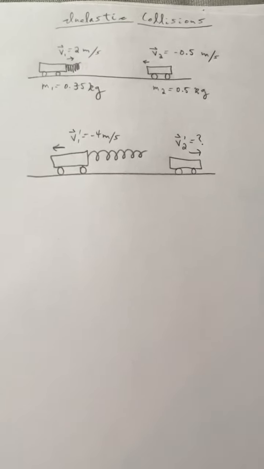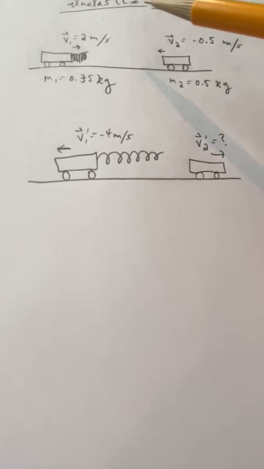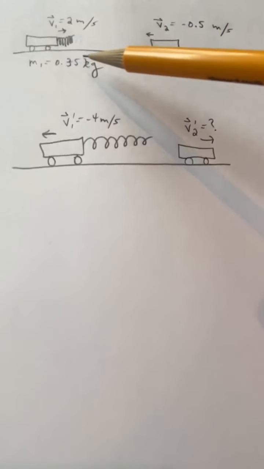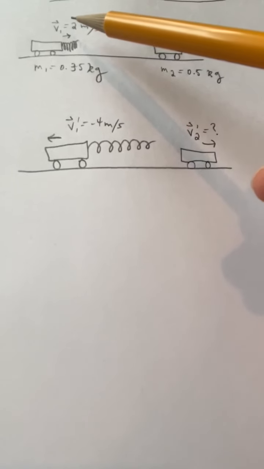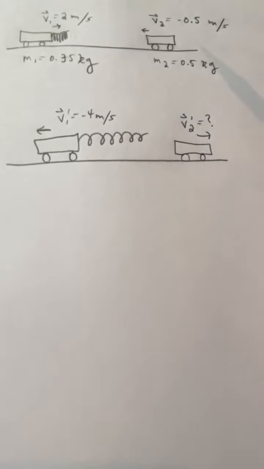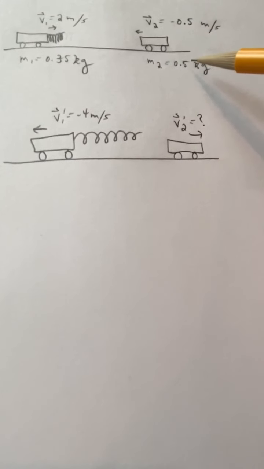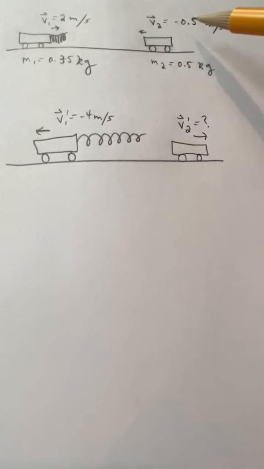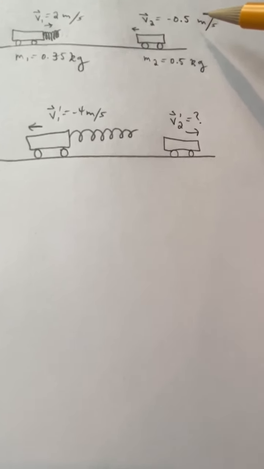So let's look at this setup. We have two carts approaching each other. One has a mass of 0.35 kilograms, and it's traveling to the right at 2 meters per second. And we have another cart. It's a little bit more massive, about half a kilogram, and it's traveling a little more slowly, at about minus a half a meter per second.